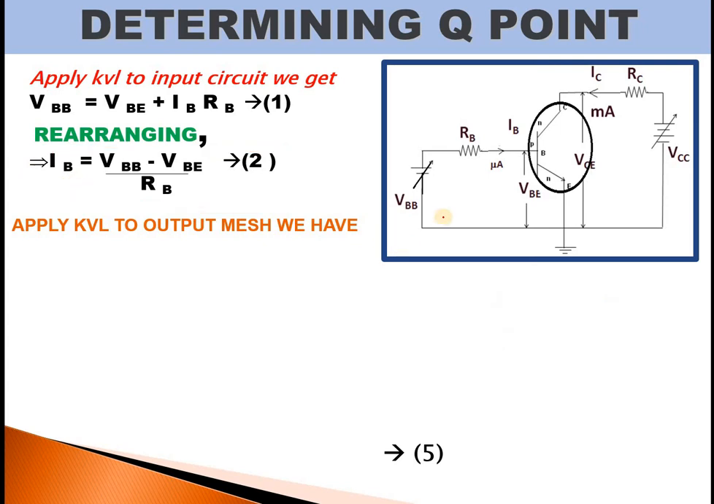Next, we will move on to the output circuit. Output circuit consists of collector, RC, VCC, and emitter. So here there is a collector current which produces a voltage drop ICRC. This is the voltage drop VCE, and the applied source is VCC. In a similar way to how we wrote here, VCC, the potential rise, is equal to the sum of the potential drops, that is IC RC plus VCE.